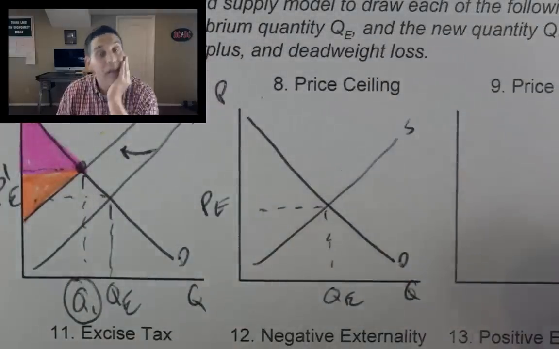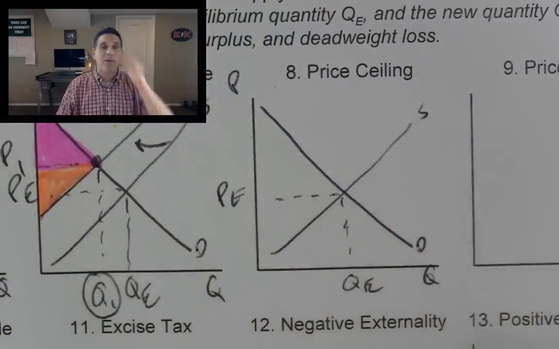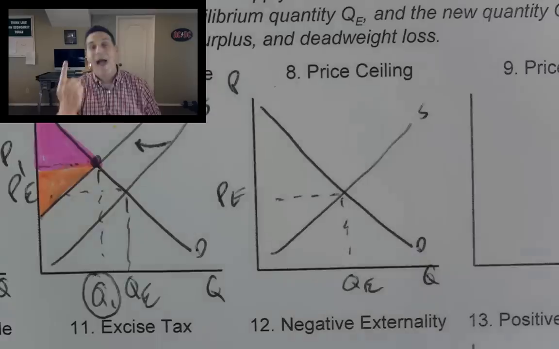Now, what happens? Which curve shifts? Is it demand or supply? Well, it's neither. There is no shift when there is a ceiling. Remember, ceiling is the idea there's a cap on the price. So we're keeping the price from going any higher, right? So there's a cap on the price.